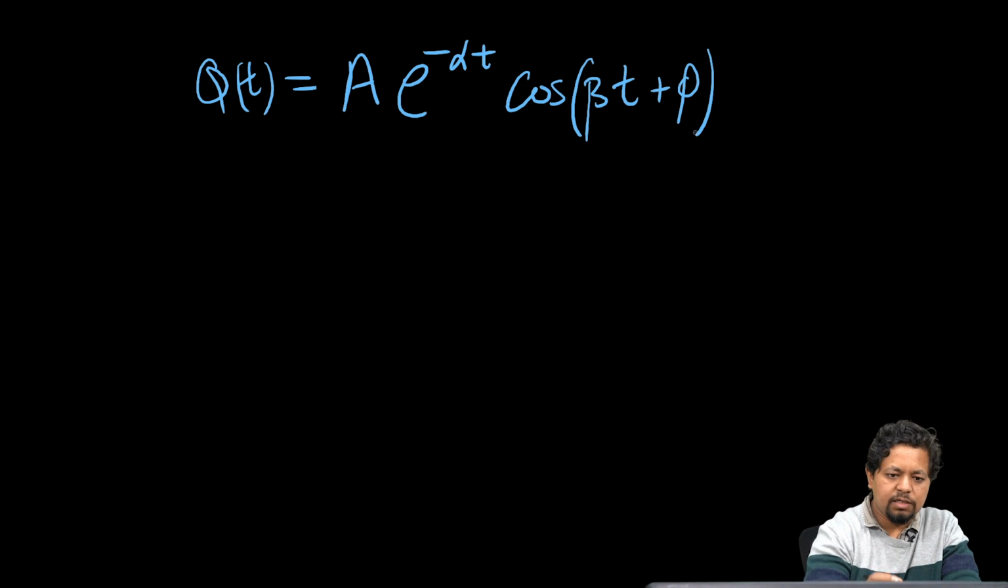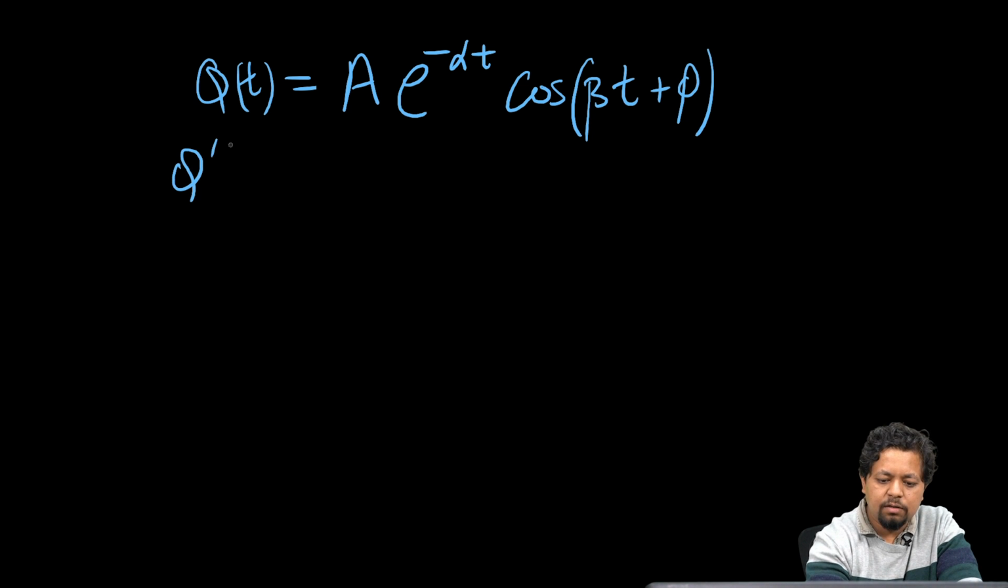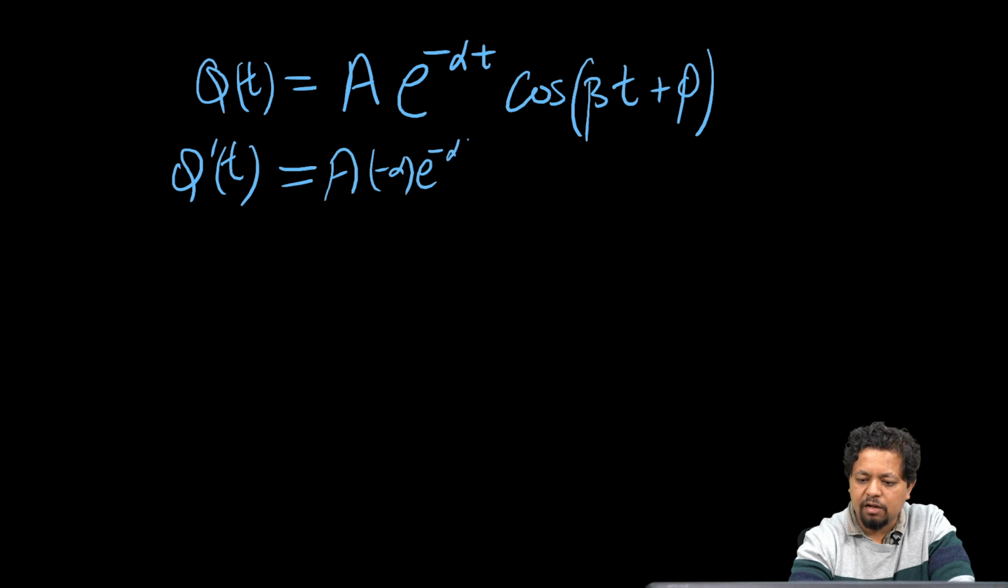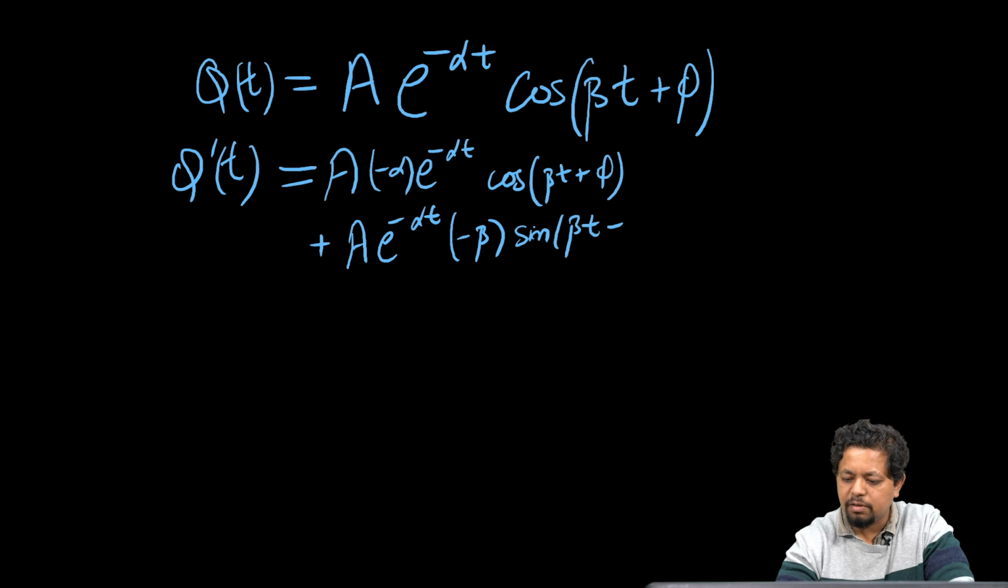In order to do this, I will need to find out what is q prime of t, or q dot of t, which is A. Taking the derivative the first time, I get minus alpha e to the power minus alpha t cosine of beta t plus phi, and taking the derivative of the cosine term, I get A e to the power minus alpha t. Derivative of cosine is minus sine, so I get minus beta sine of beta t plus phi.